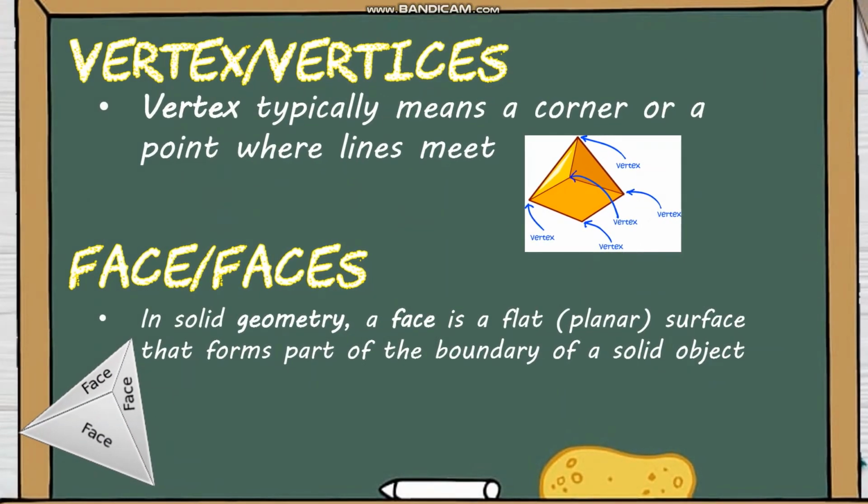Okay, let's go back to the face. A face is a flat surface that forms part of the boundary of a solid object. So there are two types of face. It can be curved or it can be also flat or straight face. Okay, so in the example, this is a tetrahedron. These are the faces.